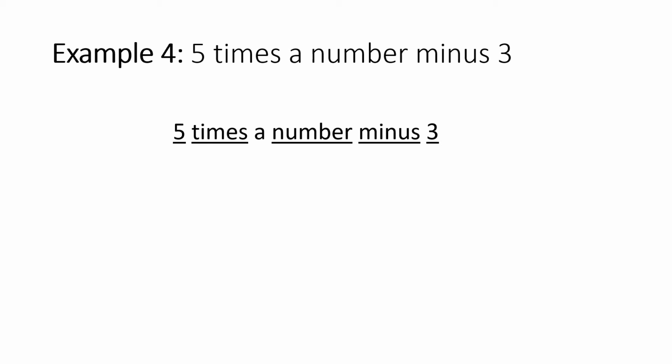Example 4, 5 times a number minus 3. I'm going to underline the important pieces and then translate each piece. 5 is just going to become 5. Times is multiplication, which is represented by a dot. Number is going to be x. Minus is subtraction. And 3 is just going to be 3. My 5 times x, that piece of it, is going to become 5x, and then you're going to subtract 3. So 5 times a number minus 3 translates to 5x minus 3.